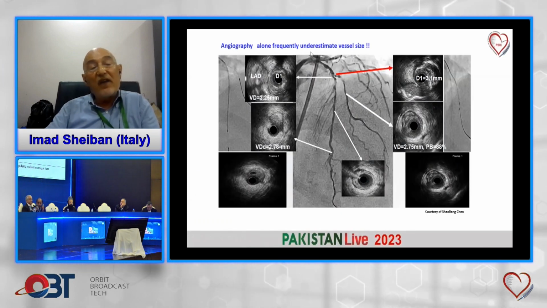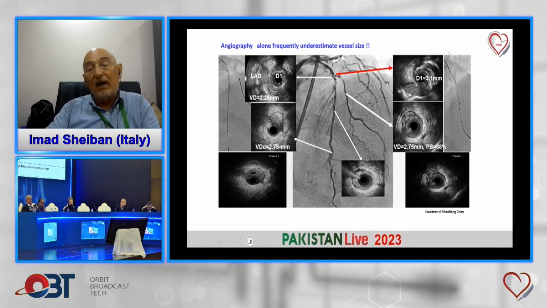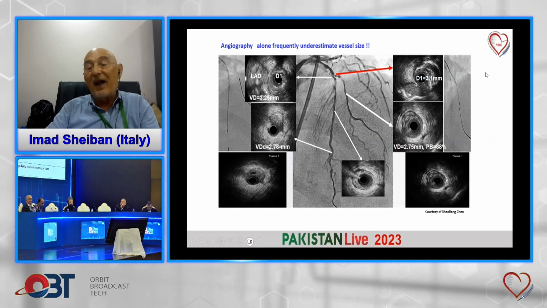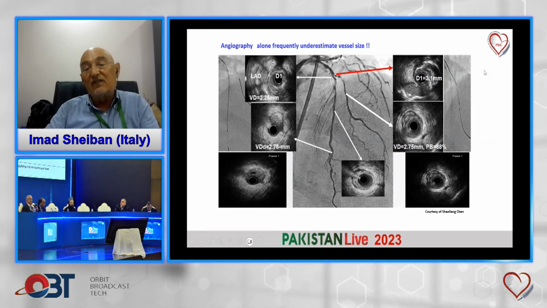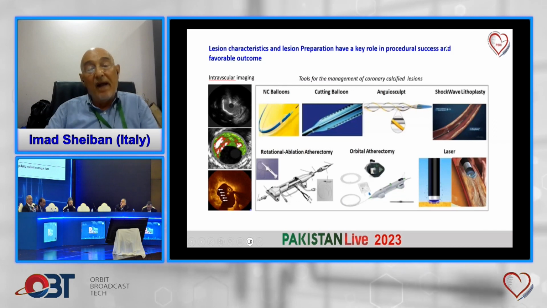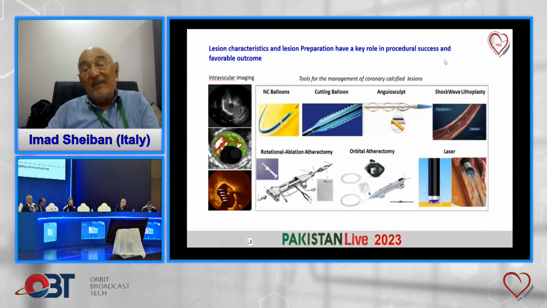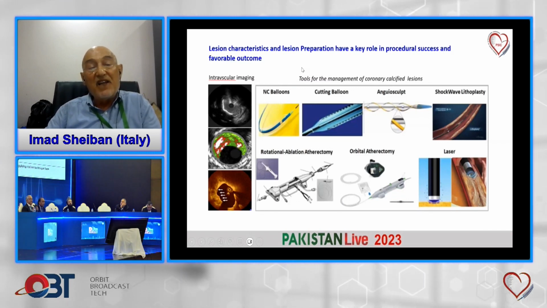Now, angiography alone, we know that it is not always reliable for the size, for the length of the lesion, and so on. And another important thing is the lesion preparation.